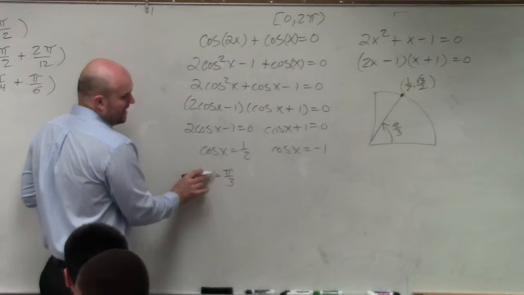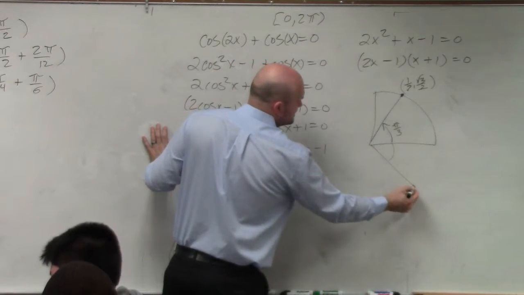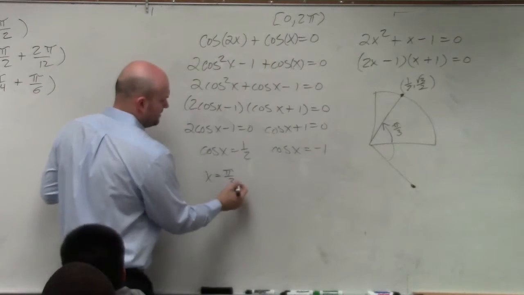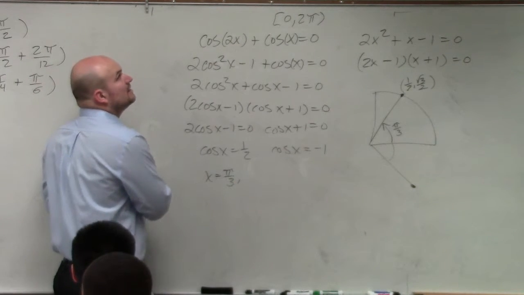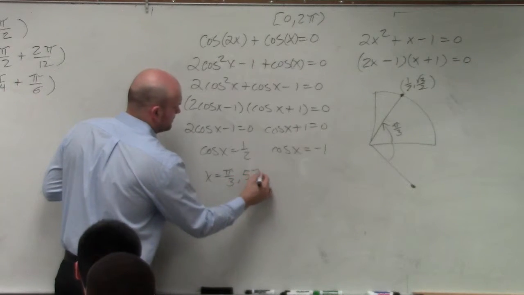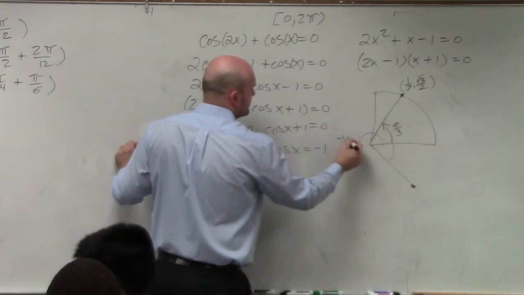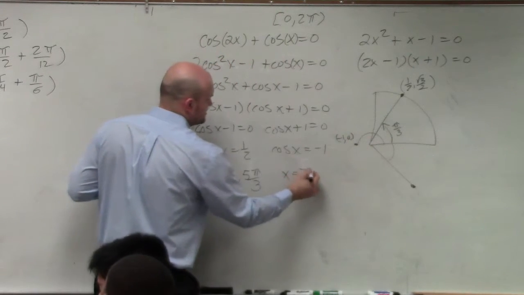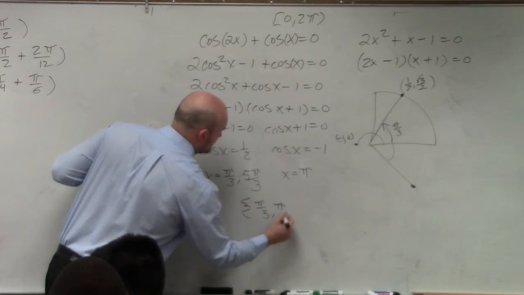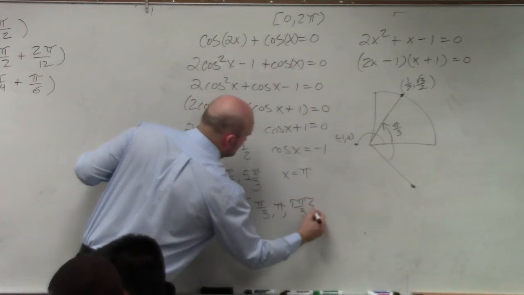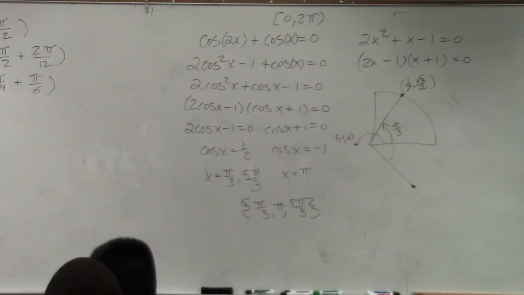So therefore, I have x equals pi over 3. And then when else is it? Well, it's also going to be positive down here, which is going to be at, let's see, no, I'm sorry, that'd be 5 pi over 3. And then when is cosine equal to negative 1? Well, that's going to be over here, negative 1 comma 0, which is at x equals pi. I could write those as a solution set. And there you go. So I have 3 solutions between 0 and 2 pi.